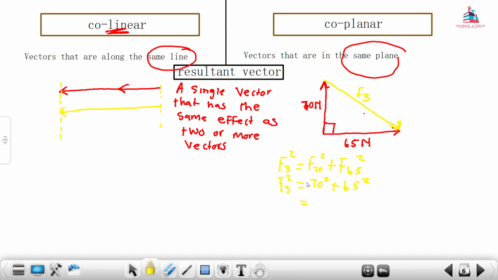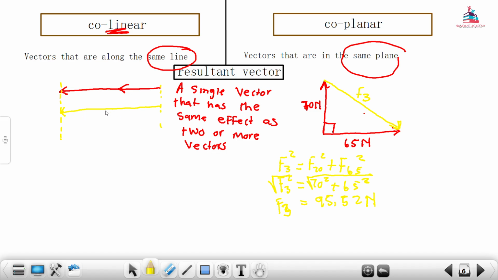Right, I calculated my answer. Let me square them so we can remove the two. F3, apologies. The answer is going to be 95.52 newtons.